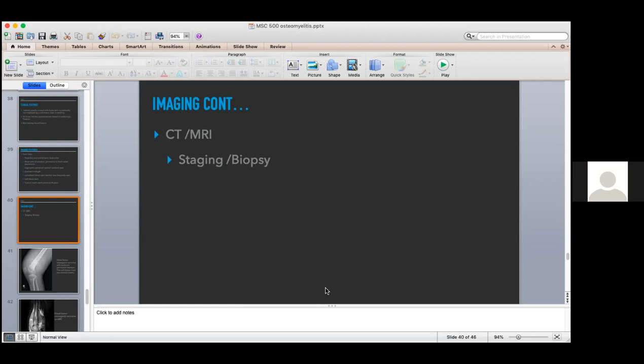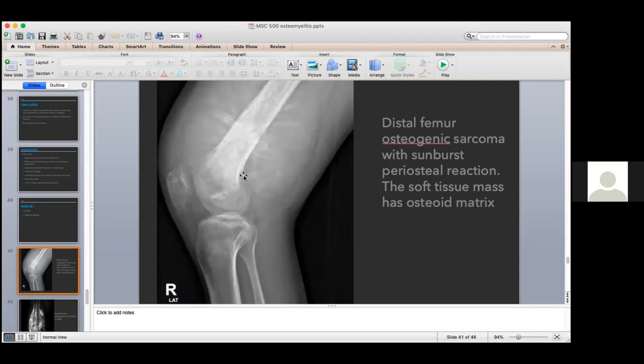Then the other place osteogenic sarcoma metastasizes to is the lungs. We get cannonballs in the lungs. So we want to do a chest CT scan to rule out any lung metastasis before we start treatment. So this is a distal femur osteogenic sarcoma. You can see a soft tissue mass here. You can see the calcification within the soft tissue. You can see the destruction within this bone.